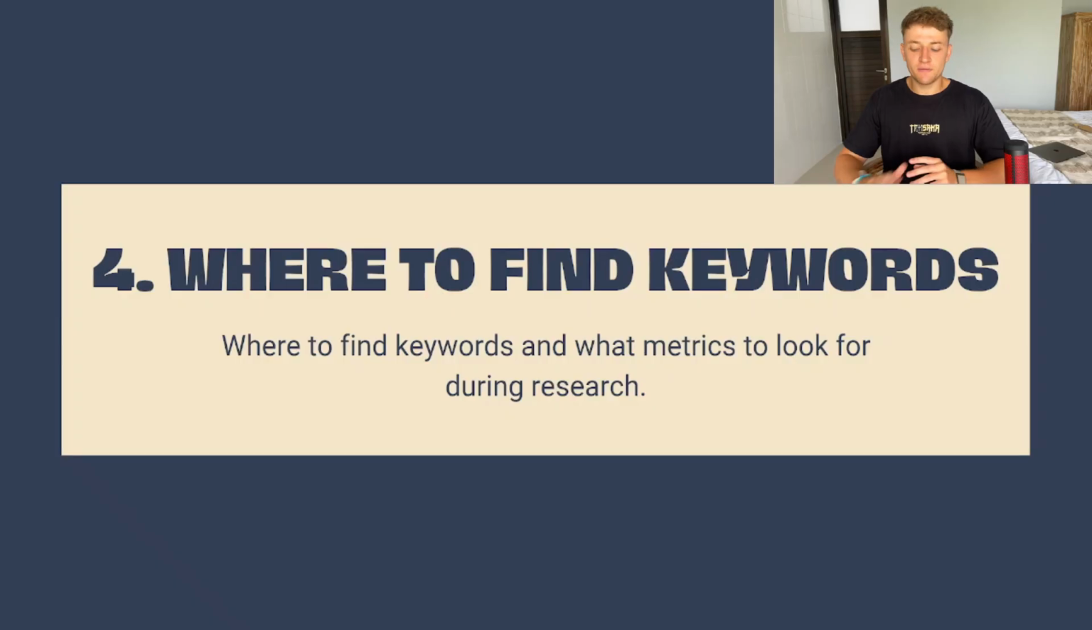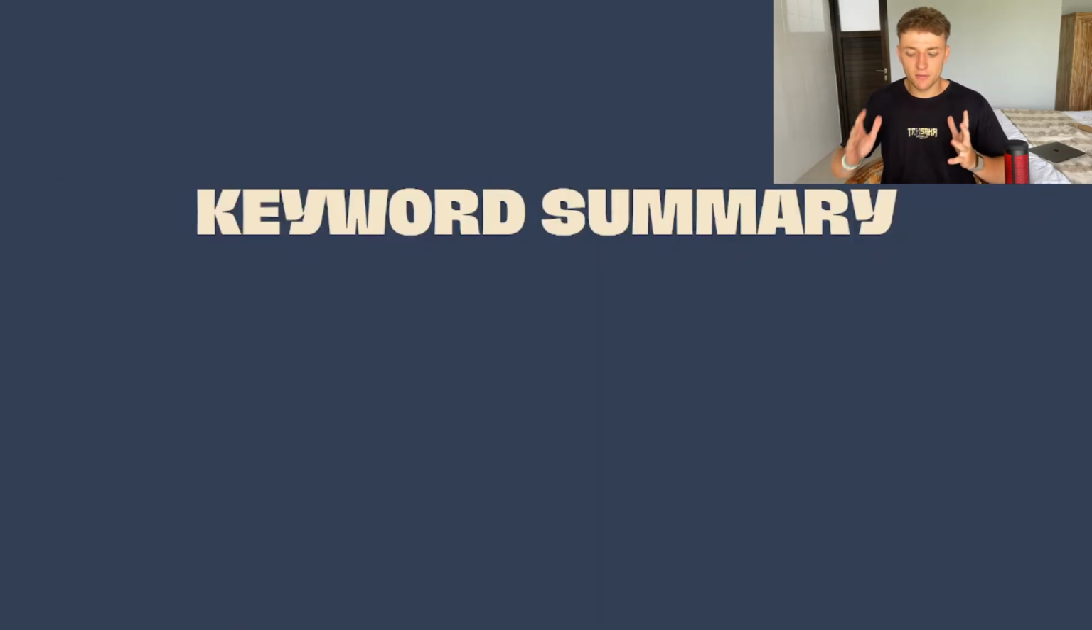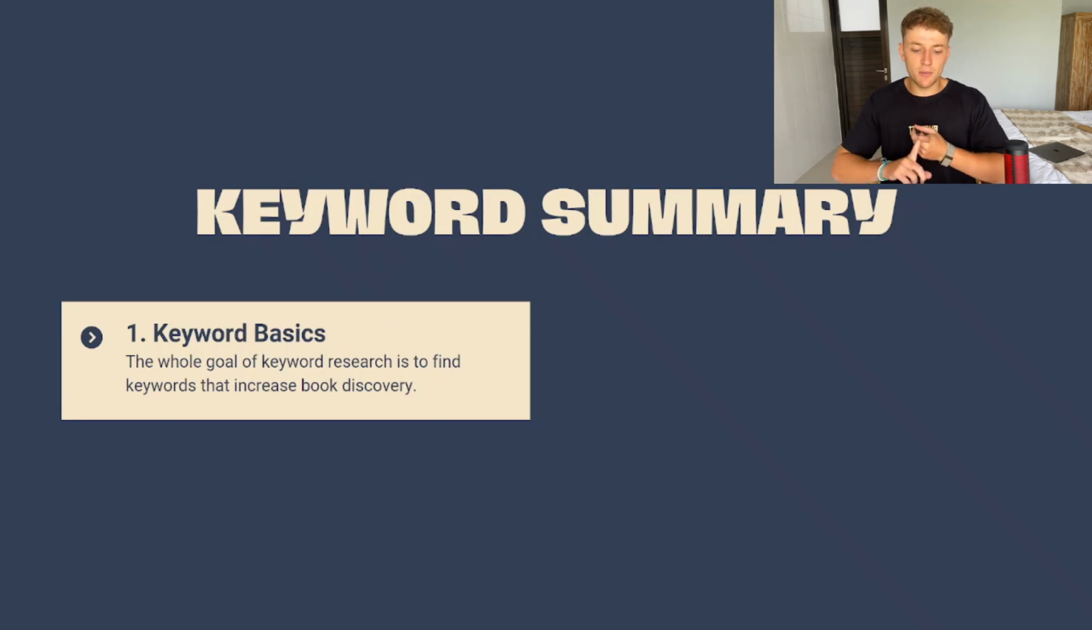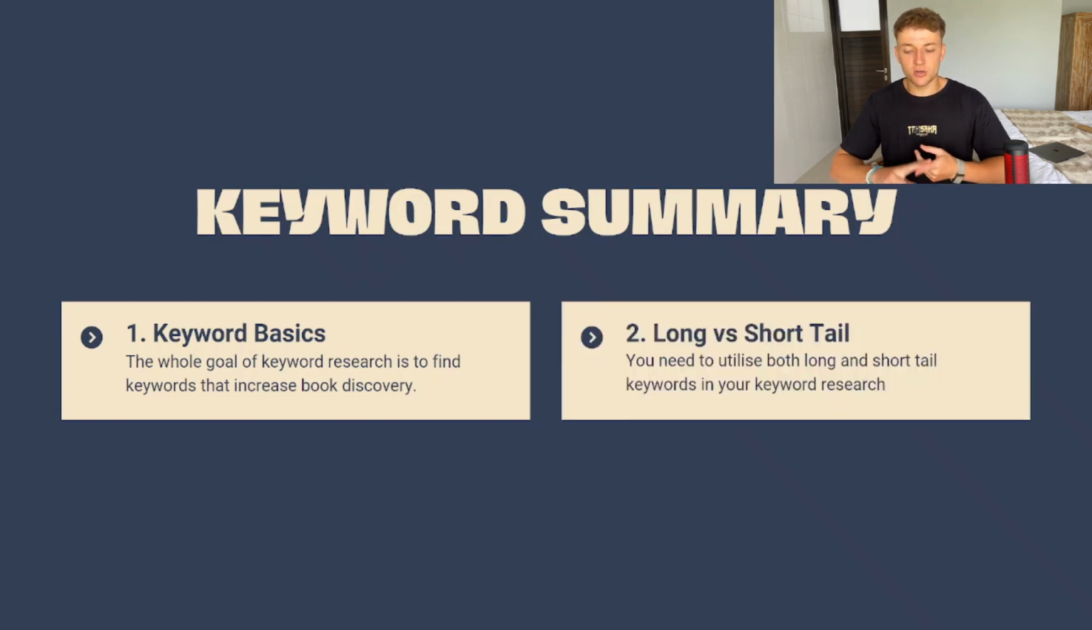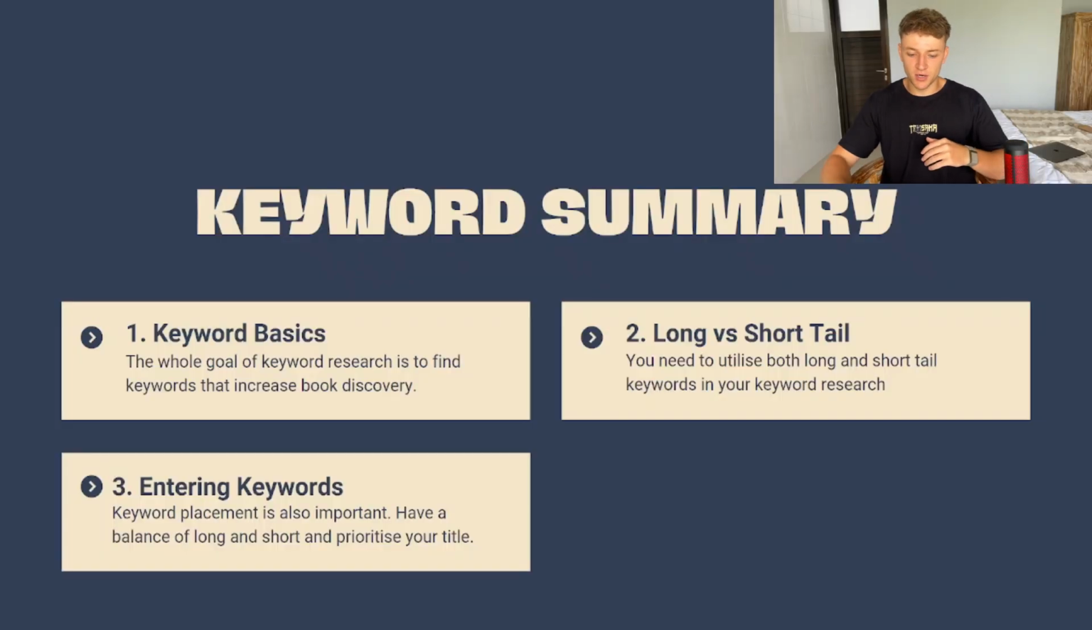So now we know where you can find your keywords. I just want to summarize everything that we've covered in this video now. So first of all, keyword basics. The whole goal of keyword research is to find keywords that increase your book discovery. Long and short tail keywords, you definitely need to be utilizing both long tail and short tail keywords in your keyword research because you have that balance between ranking and also book reach.